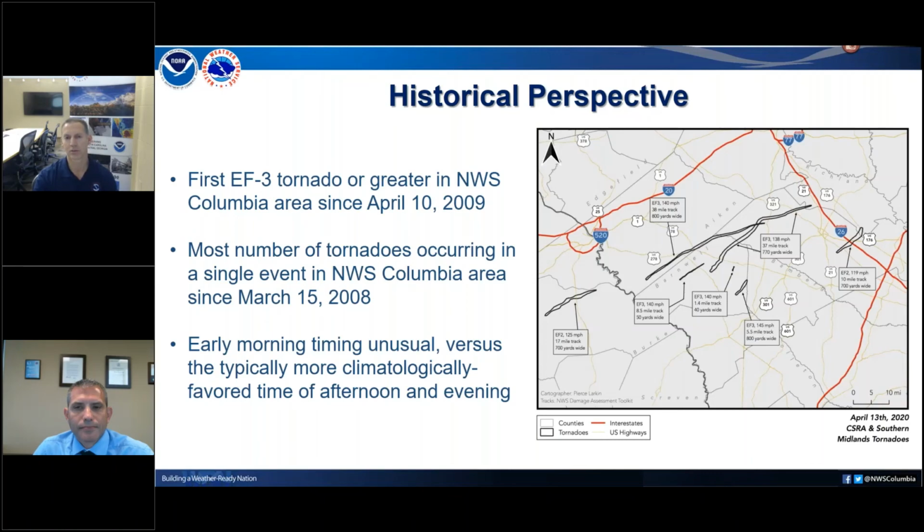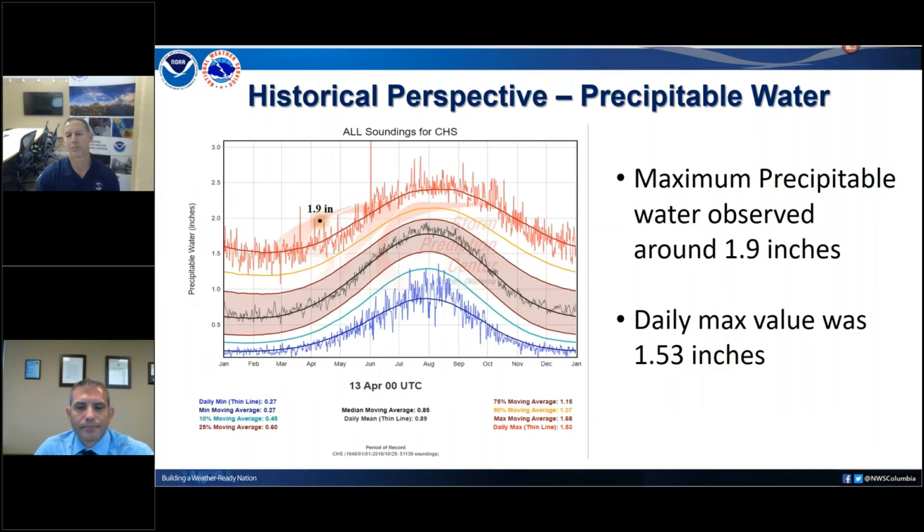Looking at some of the values of the environment itself, to put those into perspective a little bit, we have observed precipitable water values up around 1.9 inches. And this is a look at the sounding climatology. We don't have a sounding here in Columbia because we don't do upper air, but Charleston's the closest one to us. So this is looking at their climatology down there. But you'll see that value at 1.9 is way above the maximum value on this date of 1.53. So you set a new record.